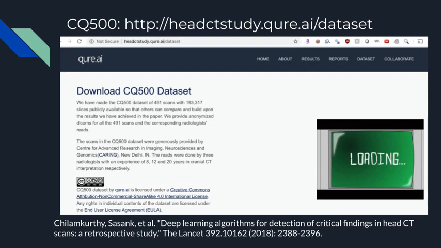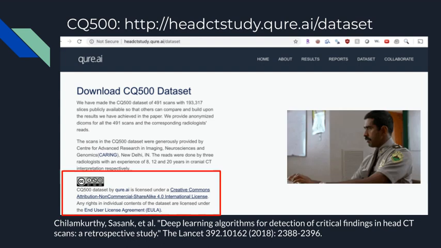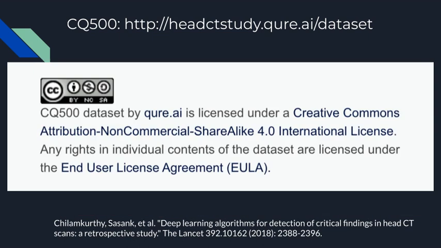In 2018, there was a study of over 300,000 head CT scans from India. The group released an open subset of the data called the CQ500. If we look a bit at the release, there is information on the licenses. The data is licensed under a Creative Commons Attribution Non-Commercial Share-alike license, which means we can share the data and build upon this data as long as we give credit to the authors, use it for non-commercial purposes, and distribute our work under the same license as the original.